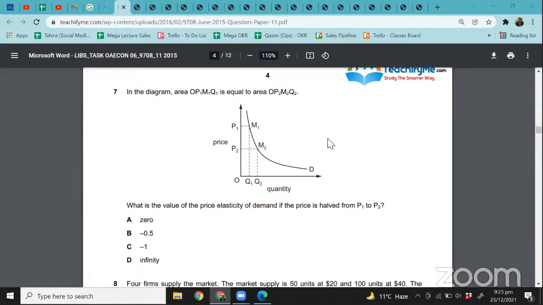What does the area below the demand curve represent? Who can tell me? What does the area below the demand curve show?